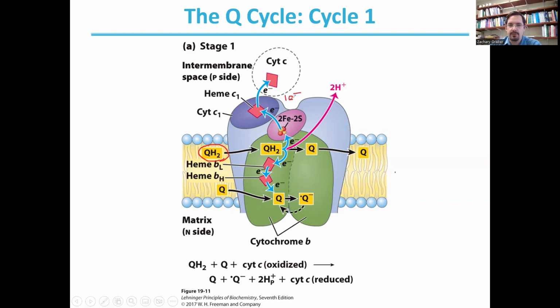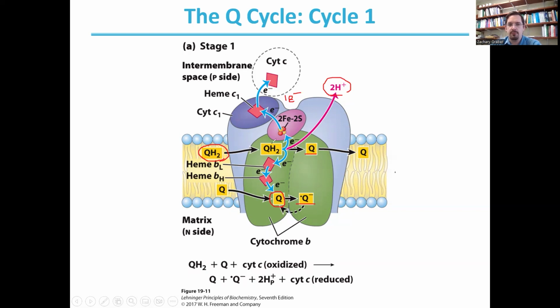So that's 1 of our 2 electrons. But the other electron is going to go through these heme B groups over to an oxidized ubiquinone group. So our oxidized ubiquinone accepts 1 electron and becomes our coenzyme Q radical with the single electron transfer, while of course at the same time this QH2 is then fully oxidized to ubiquinone, and we pump those 2 protons out into the intermembrane space. So we have essentially 2 different binding sites here for our coenzyme Q.